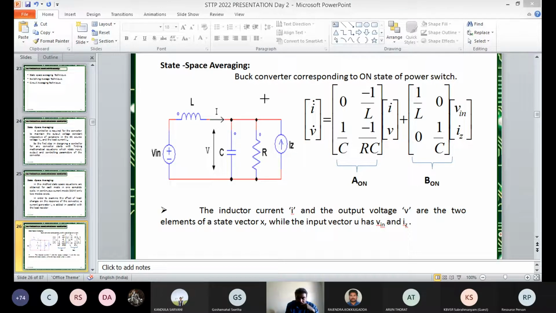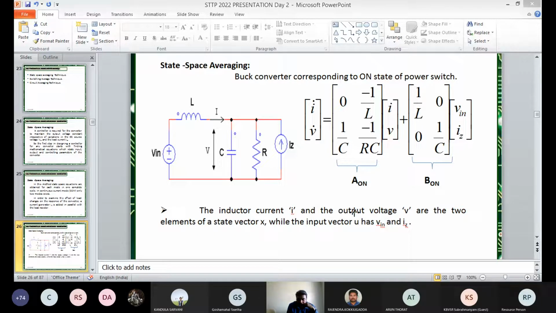So dIL/dt I have written here as I dot, dVc/dt I have written as V dot, and this IL I have taken here, and the output voltage I am taking as the second state variable, and this is the input voltage Vin. So here there is no inductor relation in this case, that's why the inductor term is 0, and there is a V term, that is 1/L, that's why I have written 1/L here, and there is an input voltage term, that is 1/L, that's why I am taking 1/L.